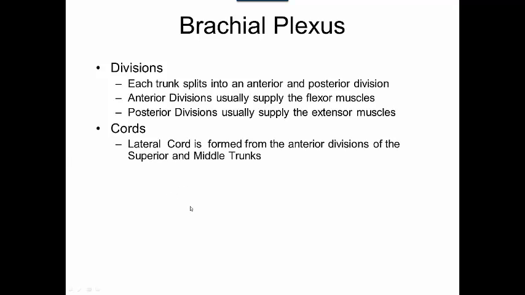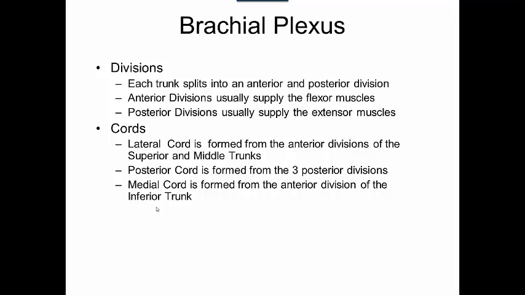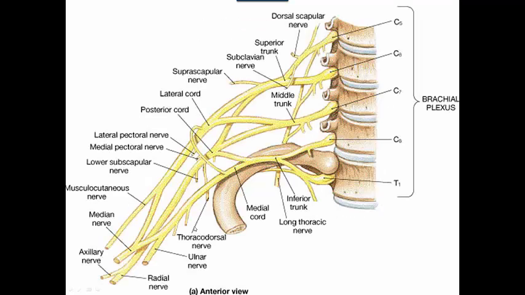The lateral cord is formed of the anterior divisions of the superior and middle trunks. The posterior cord is formed by all three posterior divisions. And then you have your medial cord, which is formed by the anterior division of just the inferior trunk. And the cords are based mainly on position. So let's take a look.